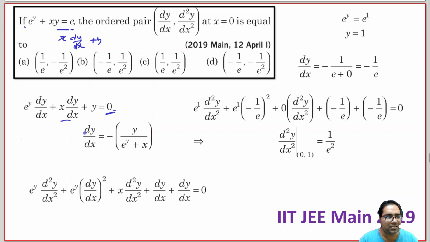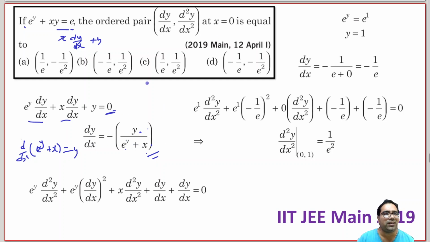So we can take dy/dx common. dy/dx into (e^y + x) is equal to minus y. So dy/dx becomes minus y by (e^y + x). So we expressed dy/dx in terms of y, x, and e. Very good, fantastic. But when x = 0, we have to calculate this.